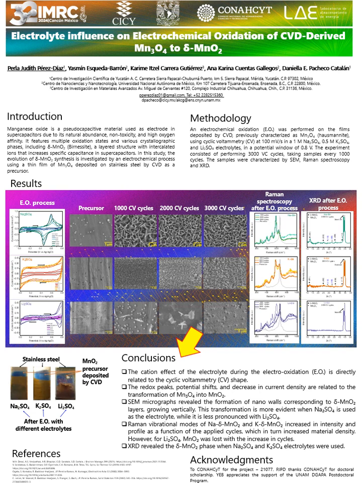Lastly, X-ray diffraction analysis confirmed the presence of the birnessite phase when using sodium sulfate and potassium sulfate electrolytes, further supporting our findings. In summary, our research highlights the significant impact of electrolyte cations on the electrochemical behavior and structural transformation of manganese oxides.